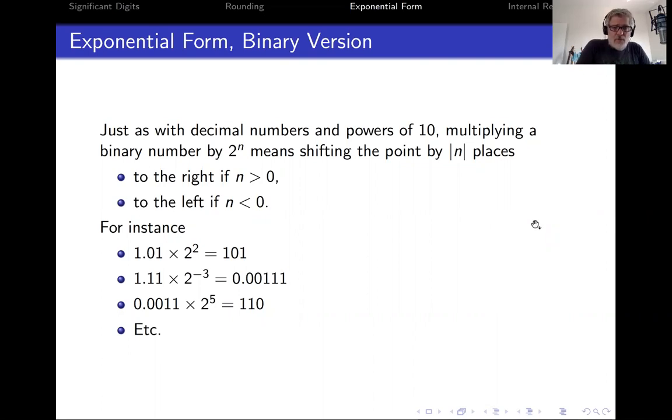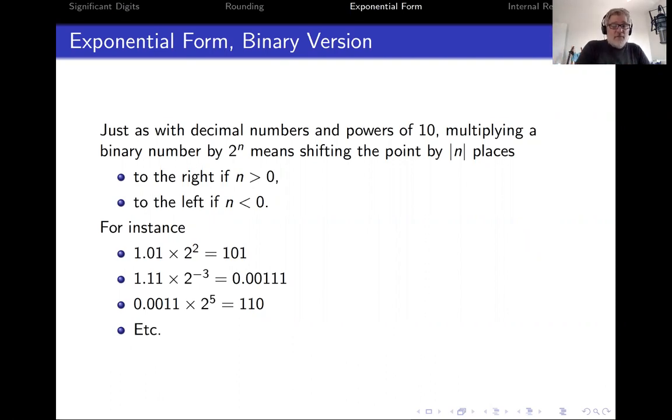So if you look at the slides, you'll see that I basically just cut and pasted. It's the same thing, right? You just switch 10 for 2, 2 for 10, I should say. Okay, so again, if you multiply a binary number, written in binary, by 2 to the power n, that means that you're going to shift the point by that number of places. If it's positive, you're shifting to the right, and if your exponent is negative, you're shifting to the left.